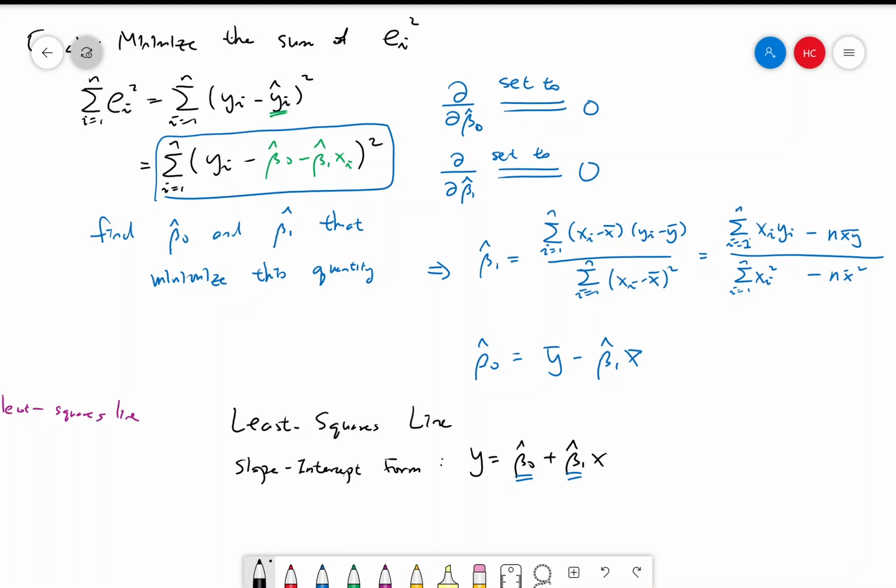An easier way to express this is the point-slope form. The point it goes through is x bar, y bar, and the slope is still beta 1 hat. So the equation of the line is y minus y bar equals beta 1 hat times x minus x bar. So this goes through the point x bar, y bar. Alright, so this is how we figure out the equation for the least squares line.